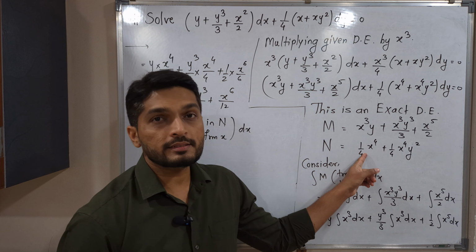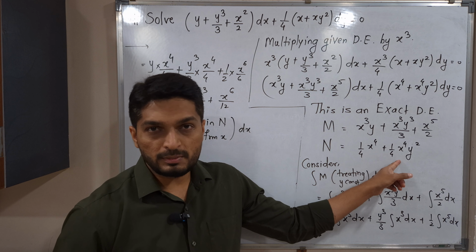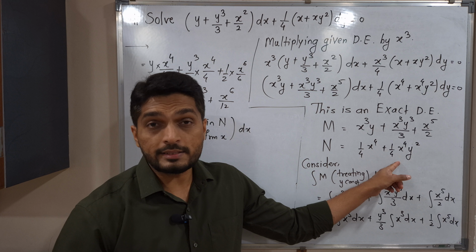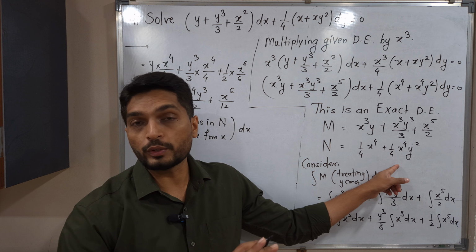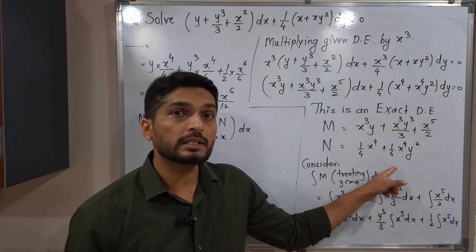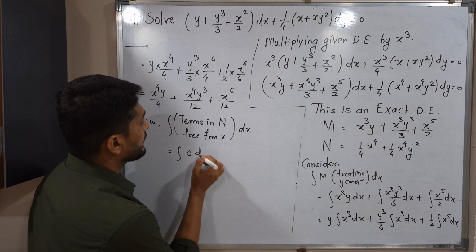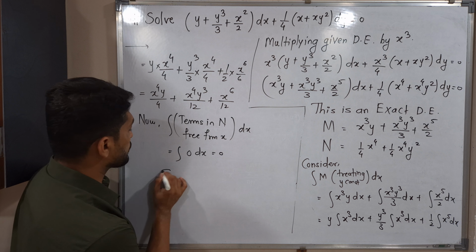Is there any x? Yes, so we cannot take the first term. In the second term, is there any x? Yes, x is there, x raised to 4 is there. So you cannot take the second term also. That means there is no term in N which is free from x. So it should be 0. Integration of 0 is 0.